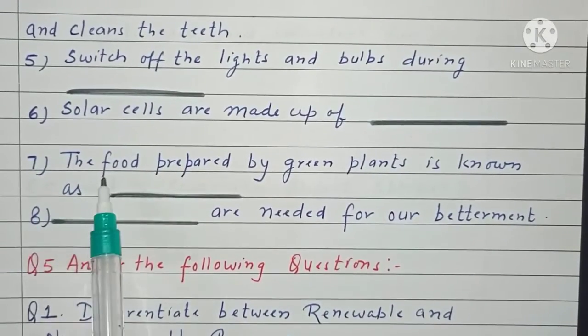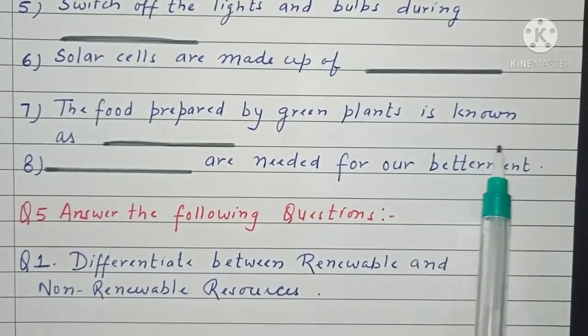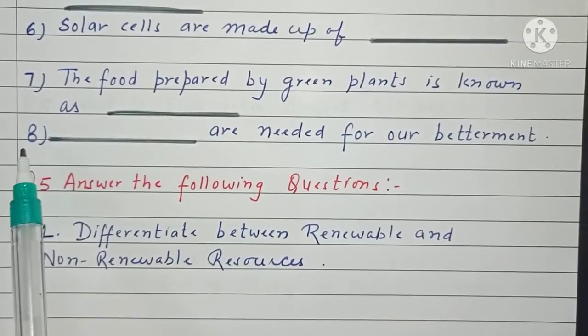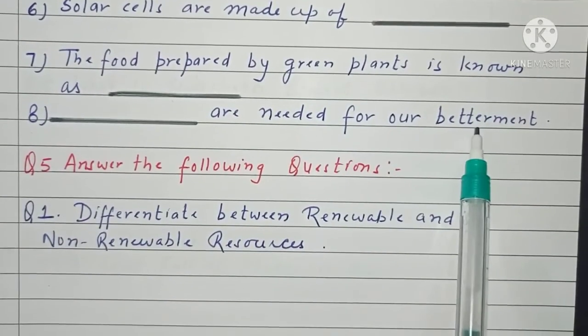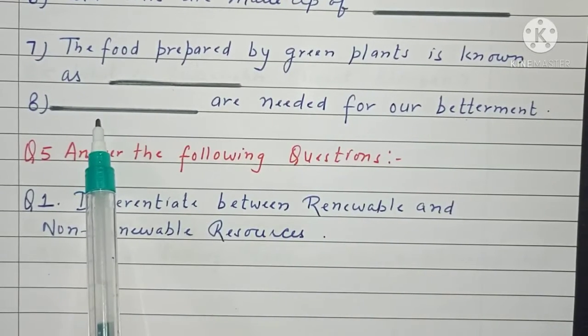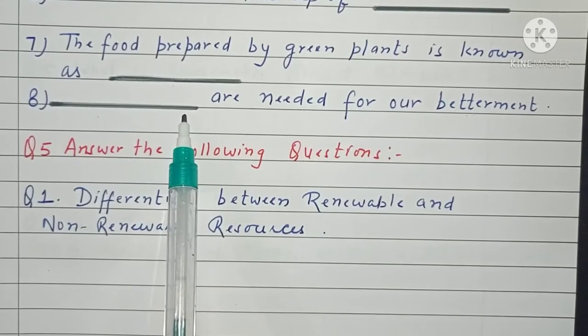Number 7, the food prepared by green plants is known as simple sugar or glucose. And number 8, dash are needed for our betterment. What is needed for our betterment? They are the resources, all types, renewable or non-renewable.